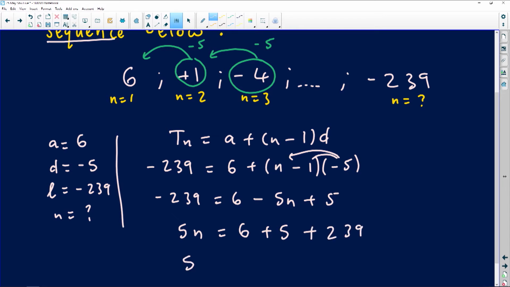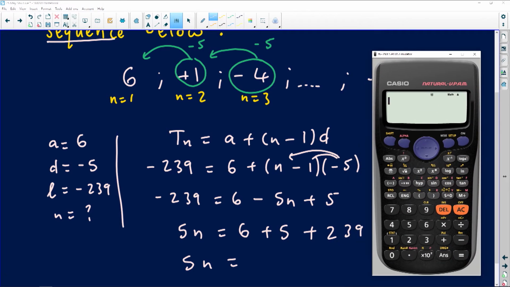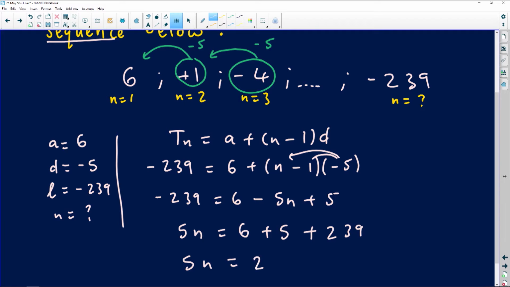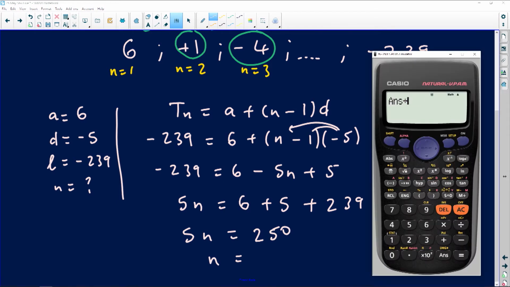Those are all numbers. We can add them. We call them like terms in mathematics. If you sum them up, what is 6 added to 5, added to 239? You get 250. So this comes out as 250. If I proceed here and divide both sides by 5, n is going to be 50. If you want to confirm that, just divide 250 by 5. You end up with an answer of exactly 50.